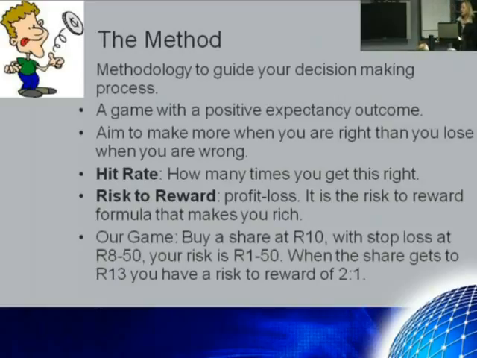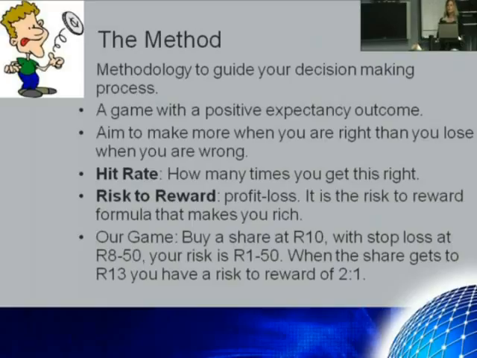So, let's look at our example. Our game is, we're buying a share at 10 Rand, and our stop loss is at 8 Rand 50. Okay? So, our risk per share is the difference between our entry price and our stop loss, which is equal to 1 Rand 50. So if the share gets to 13 Rand, we've risked 1 Rand 50 and we've gained? That's right. So we've got a risk to reward ratio of 2 to 1.